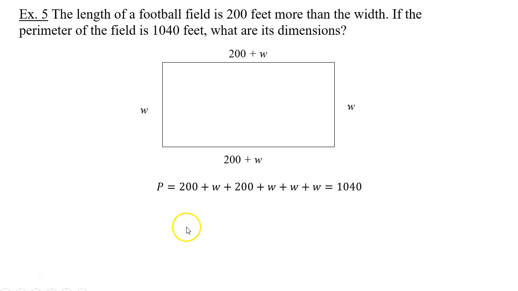So make sure you see where I've got this: 200 plus W plus 200 plus W for the two lengths, and then W and W for the two widths. So you're just going to combine like terms here and then solve for W. So I'm going to subtract the 400, divide by 4, and I've got a width of 160.